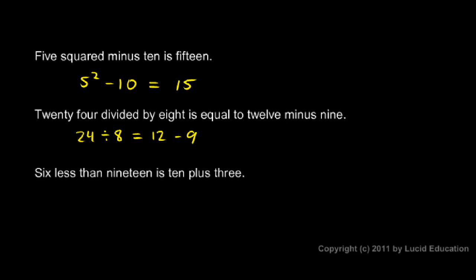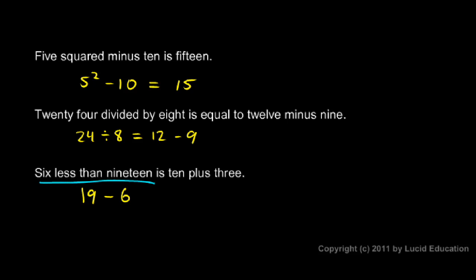And the last one, 6 less than 19 is 10 plus 3. Right, this one's a little bit tricky. 6 less than 19. You might be tempted to write the number 6 right immediately because 6 shows up first. That wouldn't quite be right. 6 less than 19, this means 19 minus 6. If you think about what that means, if you have 19 and you take away 6, that's what that is.